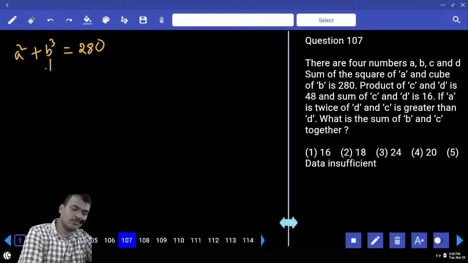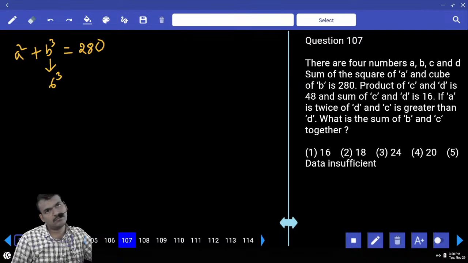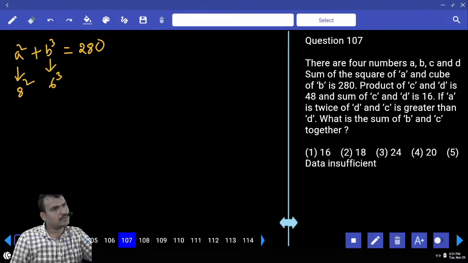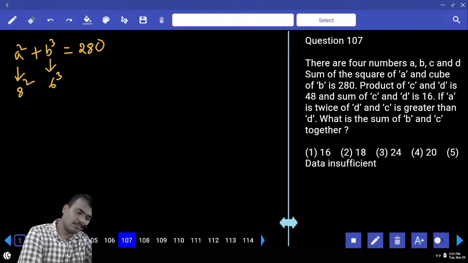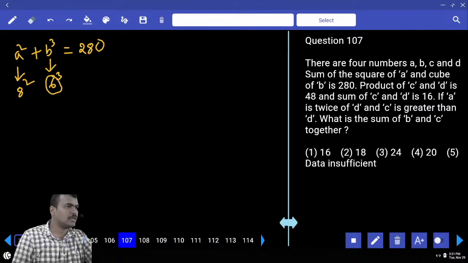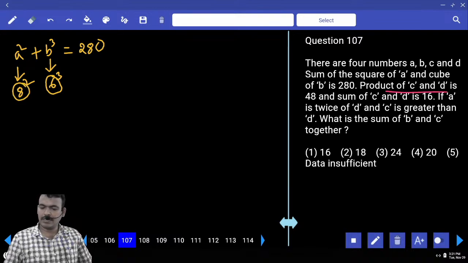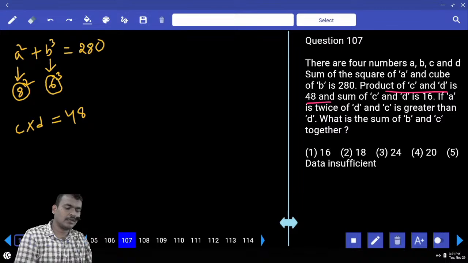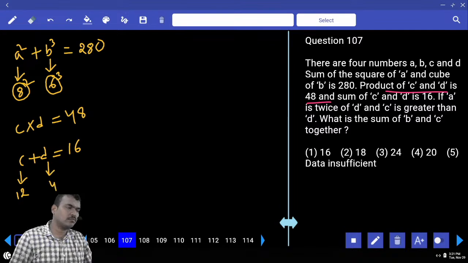What is 6 cube? 216. What is 8 square? 64. Both are added, 280. B is 6. A is 8. What is the next one? Product of C and D is 48, means C into D is 48. But C is greater than D, and the sum of C plus D is 16. Then C value is 12, D value is 4.